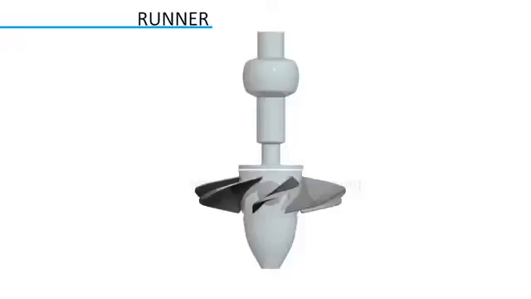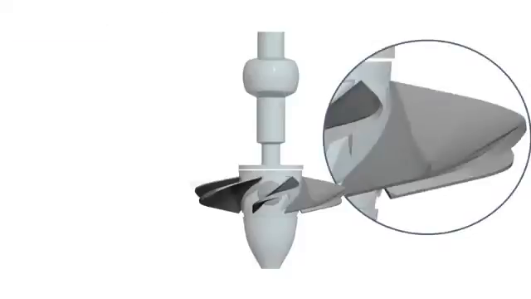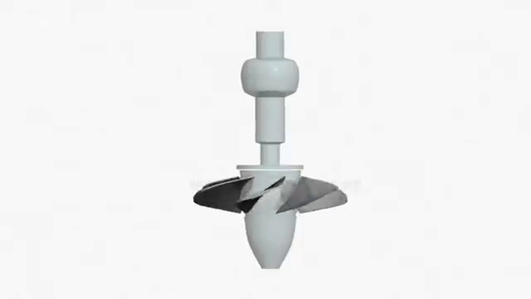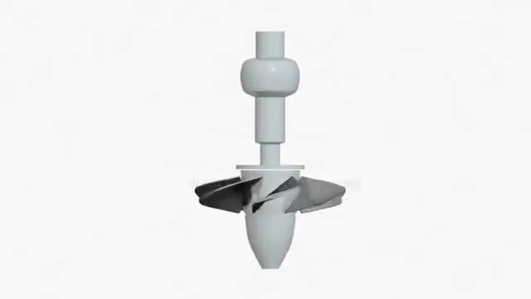The most important part of a Kaplan turbine is its runner. The cross-section of the runner blade has a curved shape. When water flows over it, it induces a lift force due to the airfoil effect. The tangential component of the lift force makes the runner rotate. This rotation is transferred to a generator for electricity production.